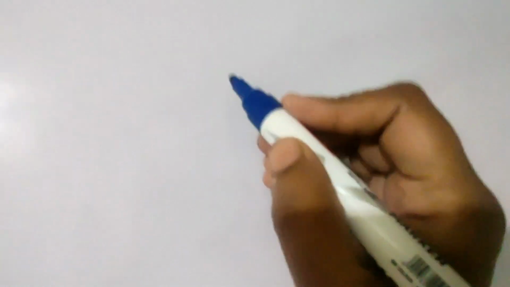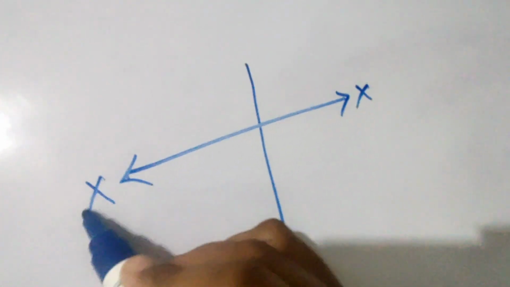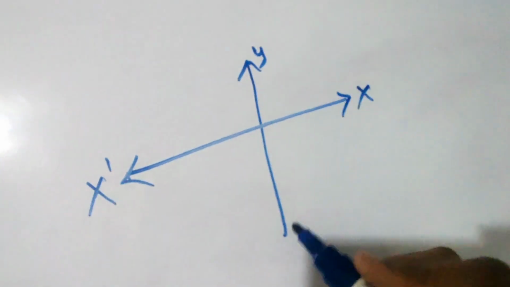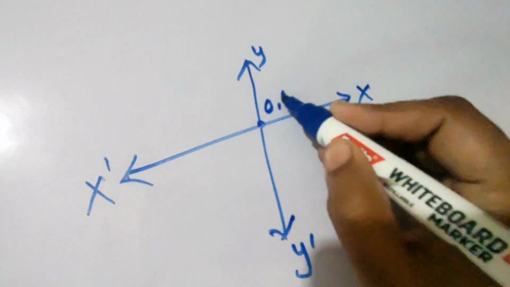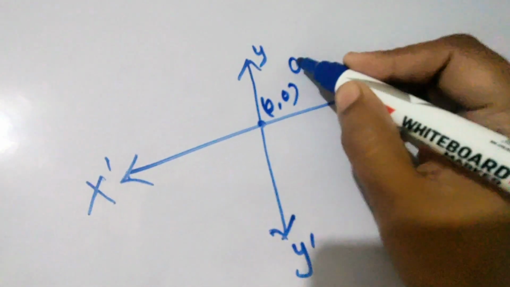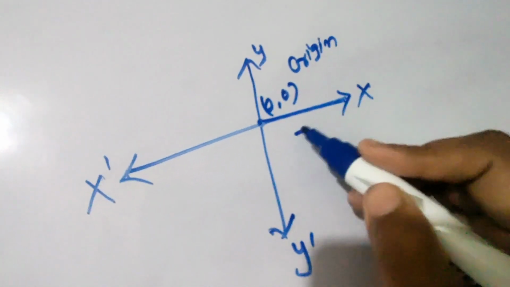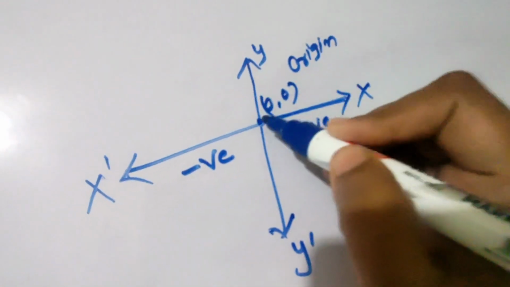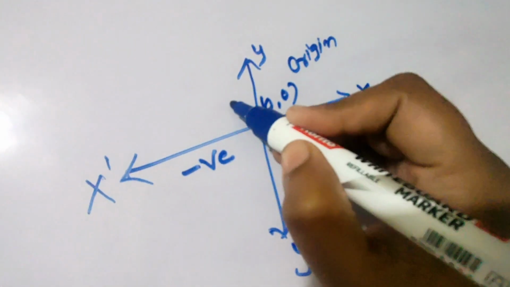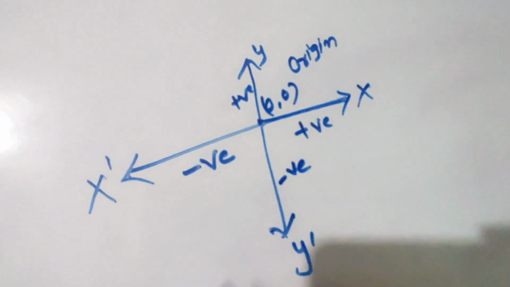Now here this is x, this is x dash, this is y and this is y dash. This is the origin, 0 0. On this side x is positive and on this side x is negative. On the upper side y is positive, and on this side y dash is negative. Then here two points are there.